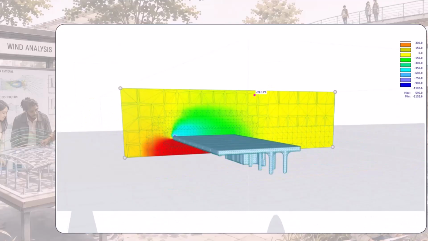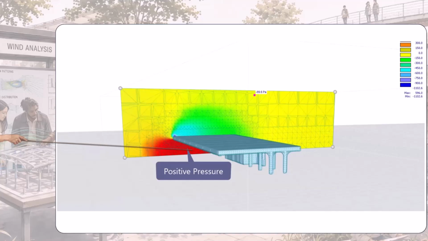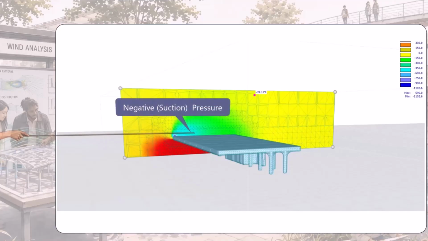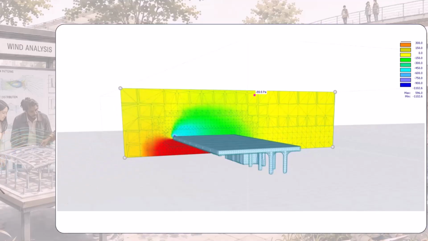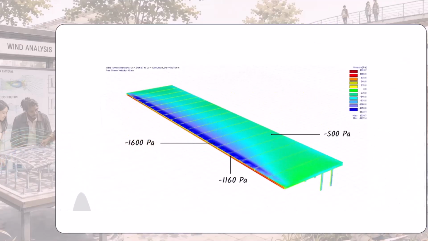Looking at the pressure distribution in a typical cross-section of the canopy, red areas represent positive pressure, wind pushing against the surface. Blue and green areas represent suction or negative pressure, wind pulling away from the surface. Across the top surface, the average pressure ranges from negative 1,600 to negative 500.